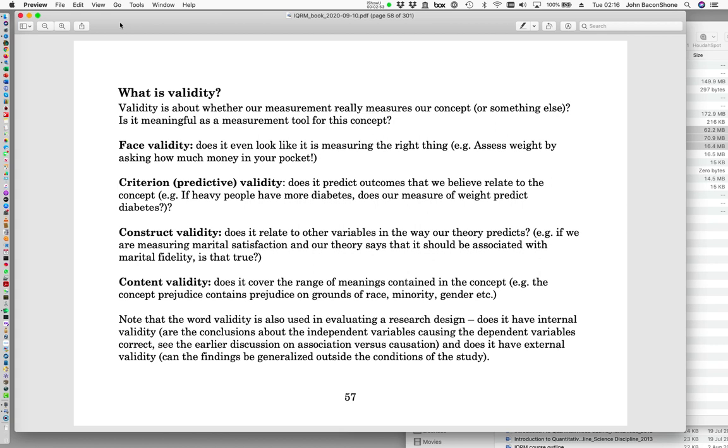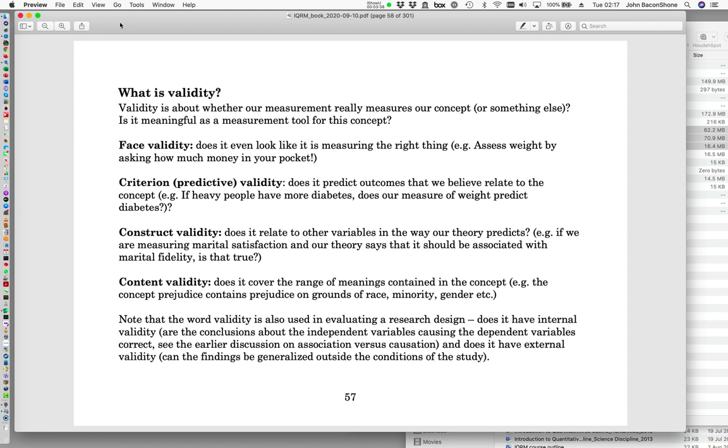The starting point for validity is called face validity, which asks the question, does it even look like it's measuring the right thing? So for example, if I want to measure somebody's weight, and I say I'm going to assess your weight by asking how much money you have in your pocket. Now it's true, if you have lots of coins in your pocket, then if you stand on the scales, you will appear to be heavier, but that's not your weight. That's just the weight of the money in your pocket. So clearly in that case, the face validity is low, meaning it doesn't even seem to be measuring the right thing.